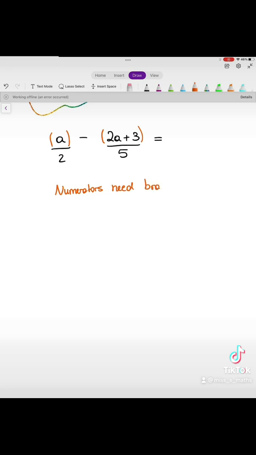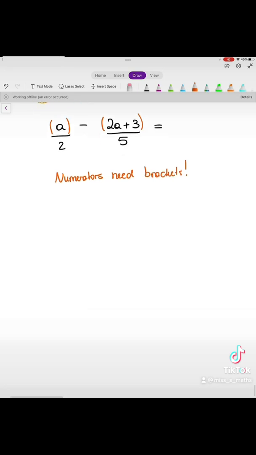Now, in the first video I already explained that brackets around your numerators are essential whenever we're adding and subtracting fractions with variables. So make it a habit to put your brackets around your numerators straight away. Then figure out what your common denominator is.